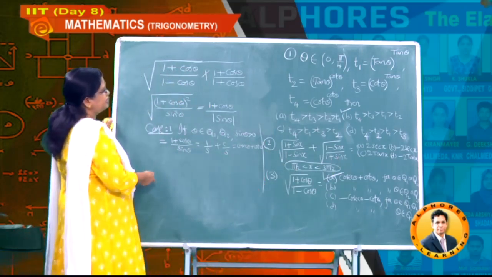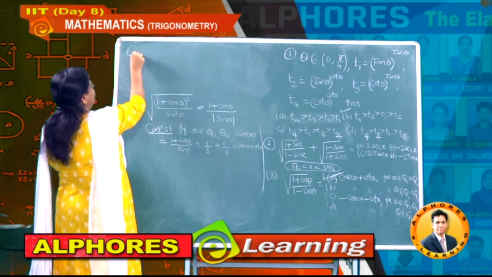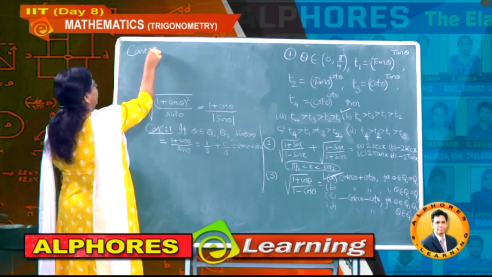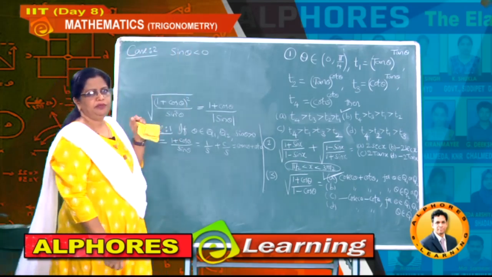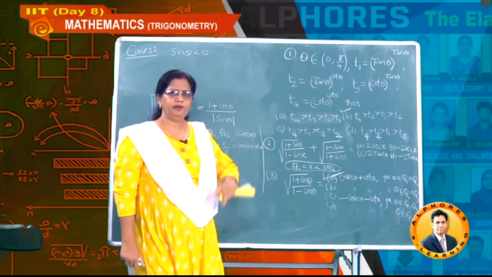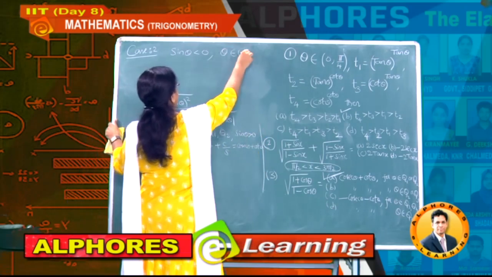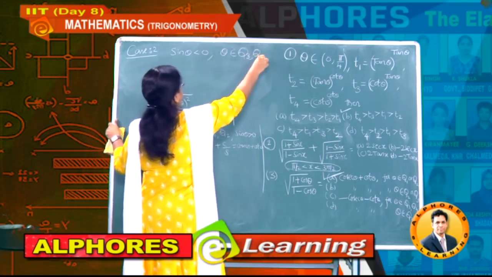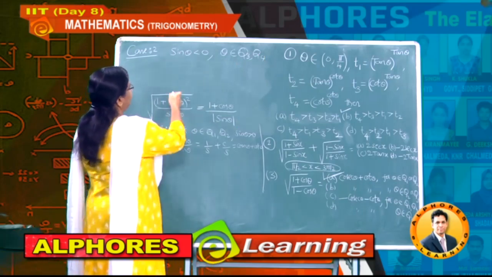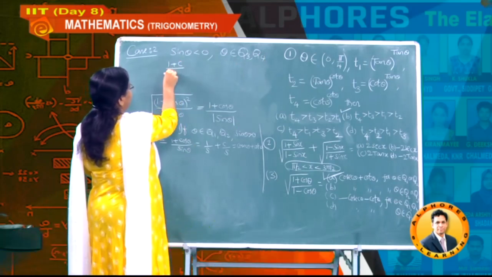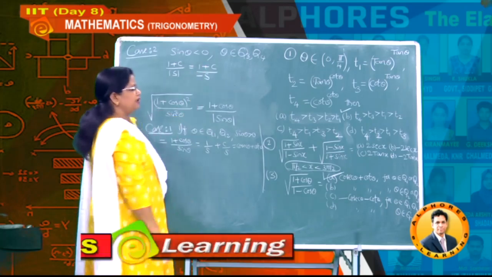So what about case 2? Now in case 2, if you observe the value of sine theta, how is the sine theta value here? Negative. Now where is the sine theta value negative? In the third quadrant and in the fourth quadrant. So theta belongs to the third quadrant, fourth quadrant, clearly you can say the sine theta value is negative, and therefore we will write 1 plus cos divided by mod sine is nothing but 1 plus cos divided by minus sine.